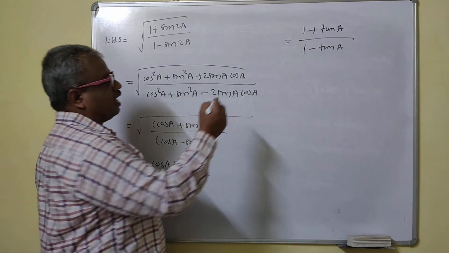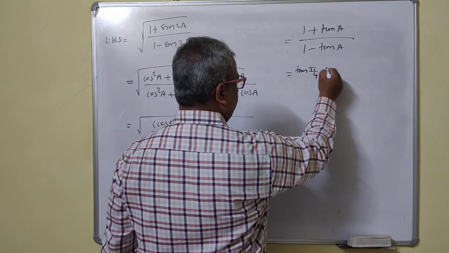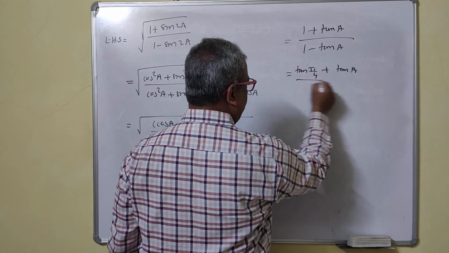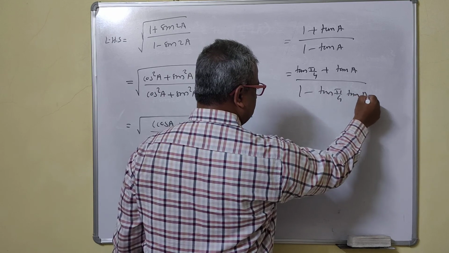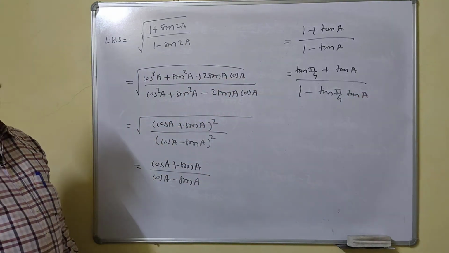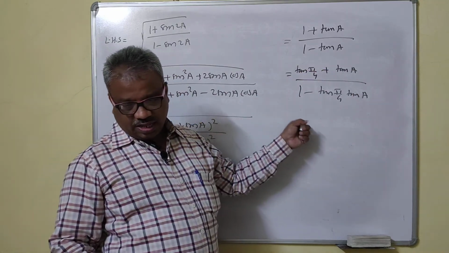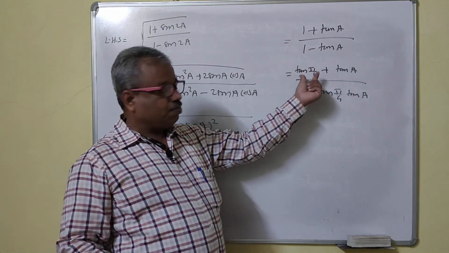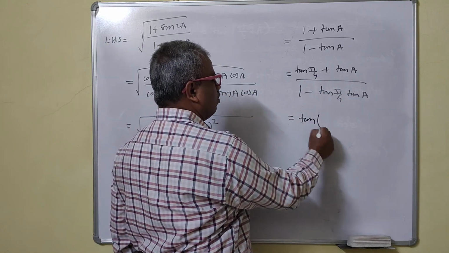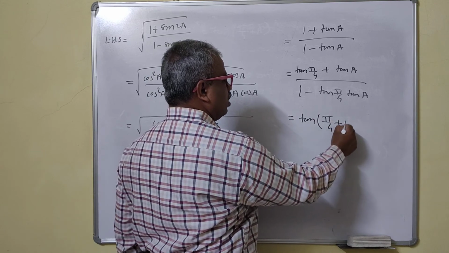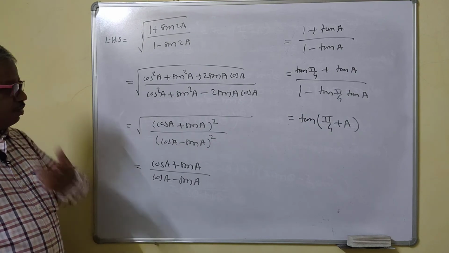So I can write 1 as tan pi by 4. So (tan pi by 4 plus tan a) upon (1 minus tan pi by 4 tan a), because tan pi by 4 is 1. Now see, this is the formula for tan of (a plus b). Your a is pi by 4 and your b is a now. So that means this is tan of (pi by 4 plus a), and this we want. So this is very simple now.